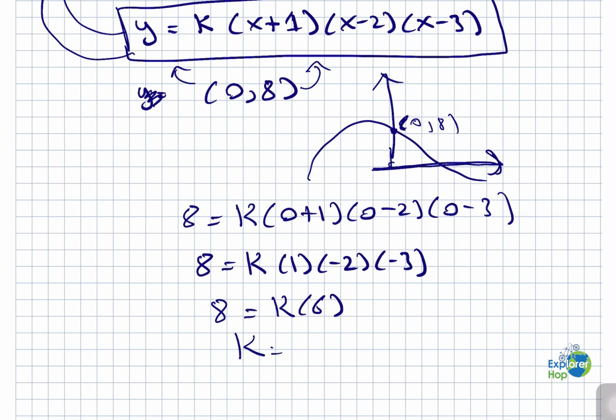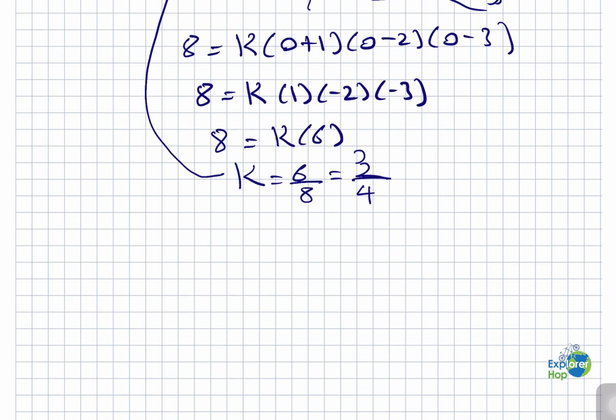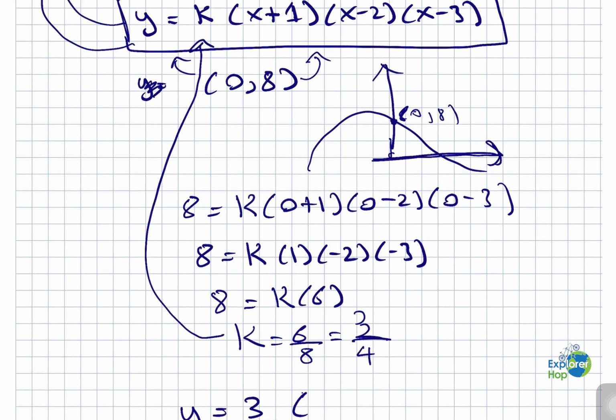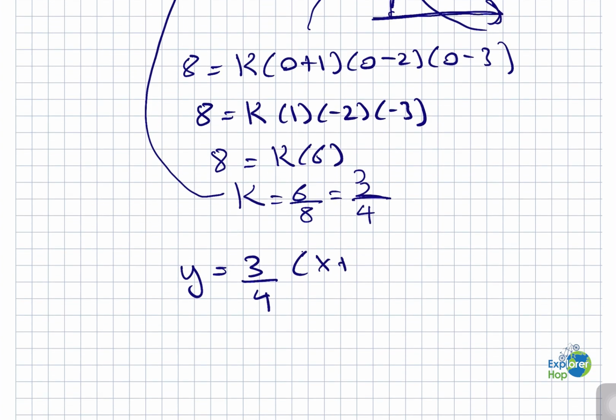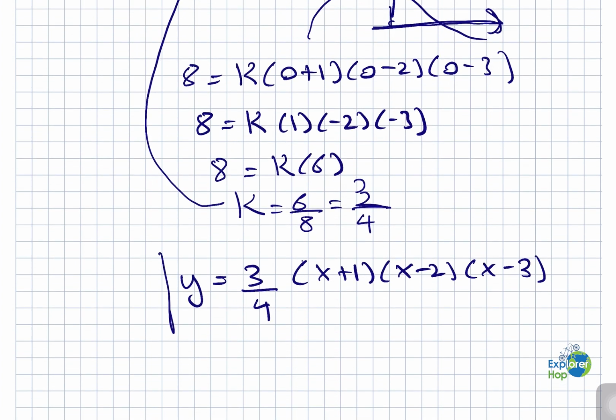So therefore k is equal to 6 over 8, which is equal to 3 over 4. Now that we have this, we can plug this over here to get our final equation, which is y is equal to 3 over 4 times (x plus 1)(x minus 2)(x minus 3). And this is our final answer.